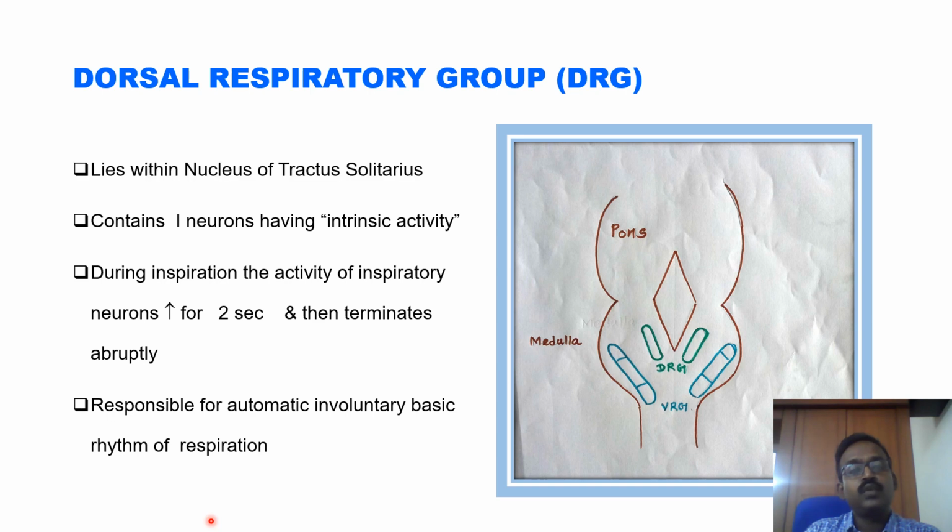The dorsal respiratory group of neurons is located within the nucleus tractus solitarius of the medulla. It contains the inspiratory neurons having intrinsic activity. During inspiration, the activity of the inspiratory neurons increases for 2 seconds, then terminates abruptly. It is responsible for the automatic, involuntary, basic rhythm of respiration. The dorsal respiratory group is also regulated by the apneustic center and pneumotaxic center.